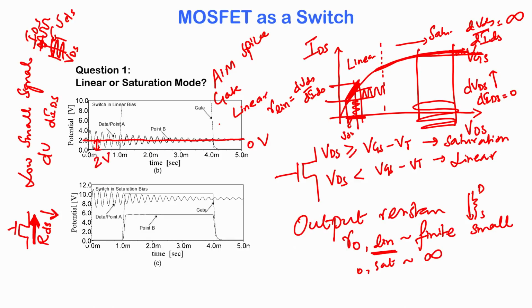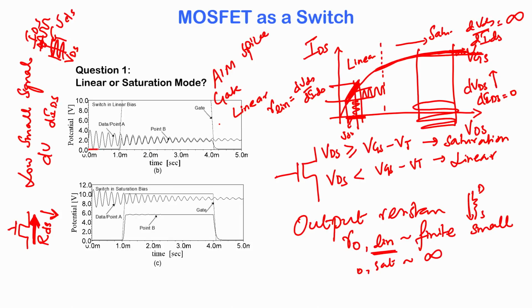And what is the DC value of VGS? That is about 10 volts, and the threshold voltage is 2 volts. So, definitely VDS is less than VGS minus VT, which means that the MOSFET is in linear mode operation. When it is in linear mode operation, let us look at what happens at point B. Point B is seeing a signal like this.